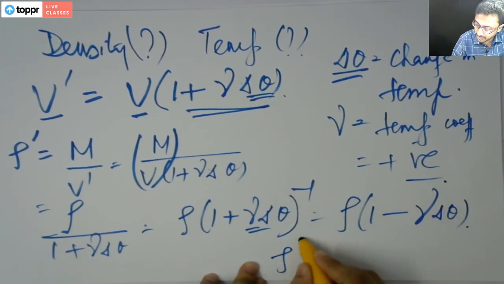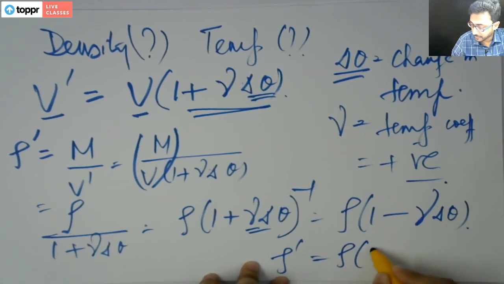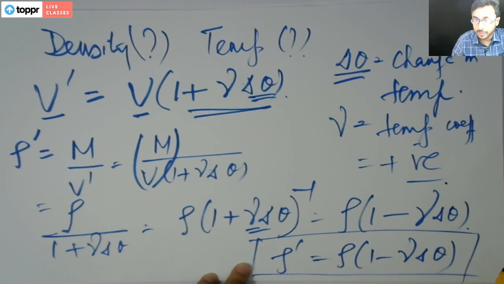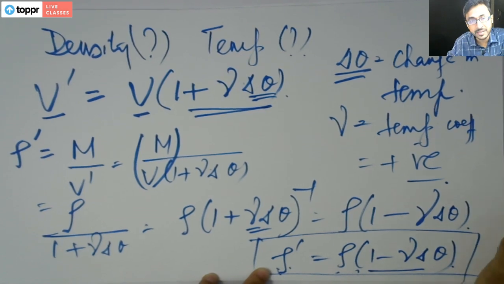So finally we can say that the density of a liquid decreases with temperature by this factor.